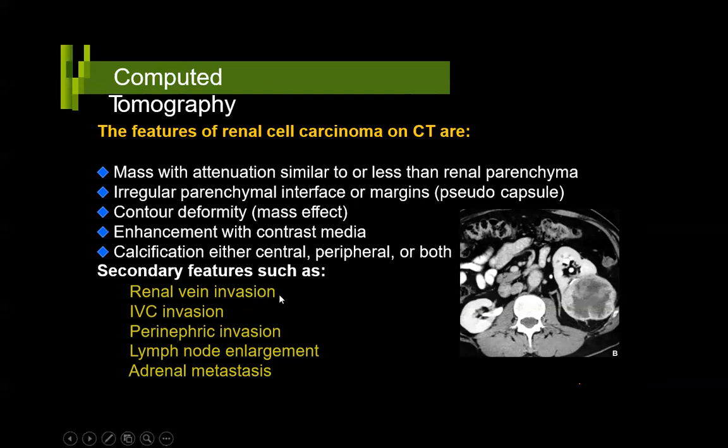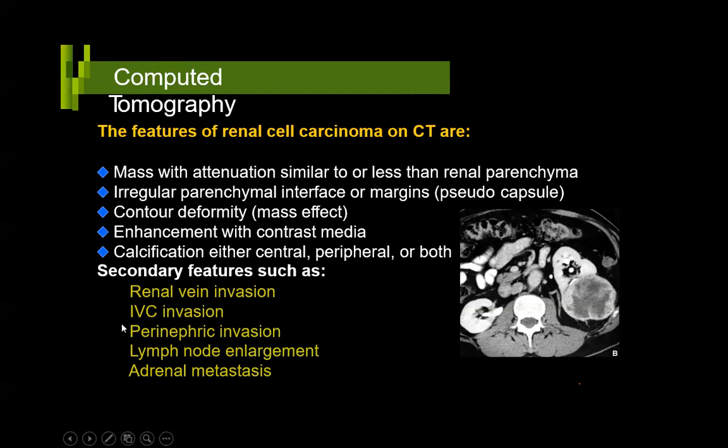Are there any para-aortic or regional lymph nodes? And is there any involvement of the adrenal gland? So if the lesion is lying in the upper part of the kidney, does it invade the adrenal gland, or does it metastasize to the adrenal gland? These things you must know, because obviously the stage of the tumor depends on all these findings.